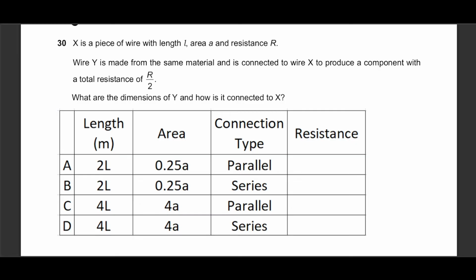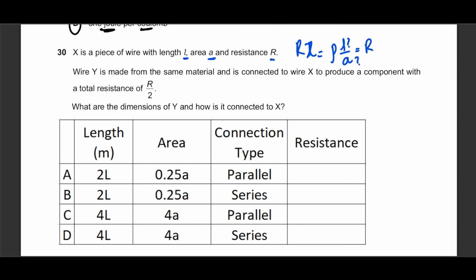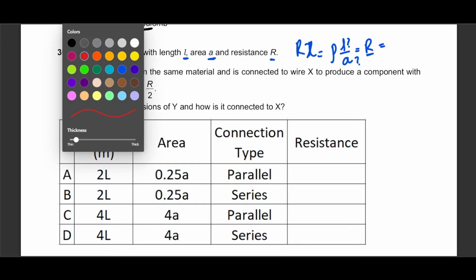So, question 30. X is a piece of wire with length L, area A, and resistance R. If I were to calculate the resistance of X, let's call this Rx, that would be equal to rho L over A, equal to R. So whatever the value of L is, whatever the value of A is, if I put those values into this, the value will come out as R. And probably R is also an arbitrary value.